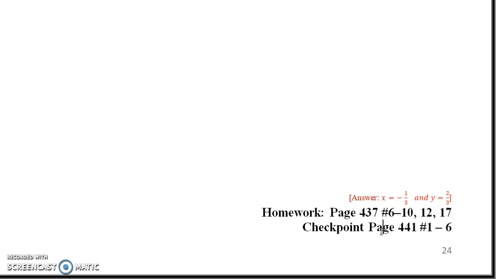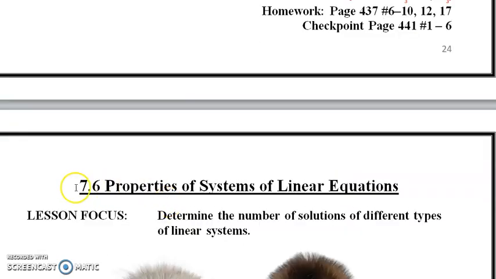Section 7.4 and 7.5. So next, like I said, we're going to jump into the last section, which is 7.6, properties of systems of linear equations. All right? So that'll be the next video.